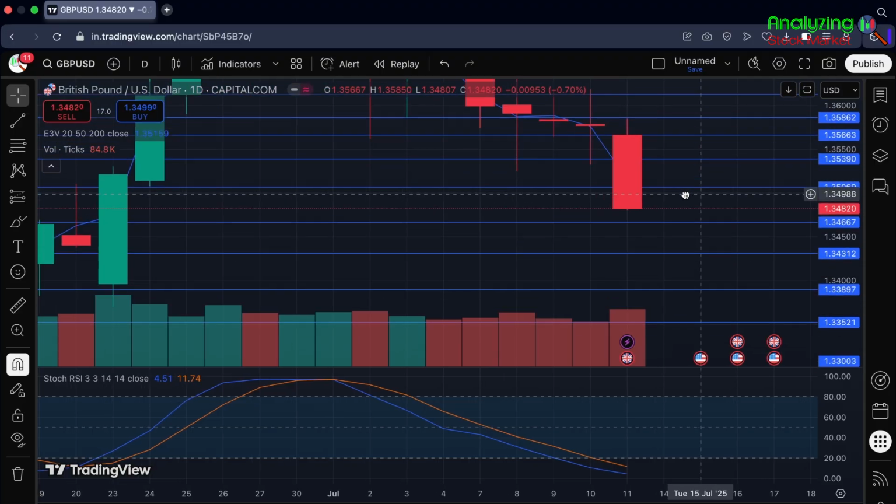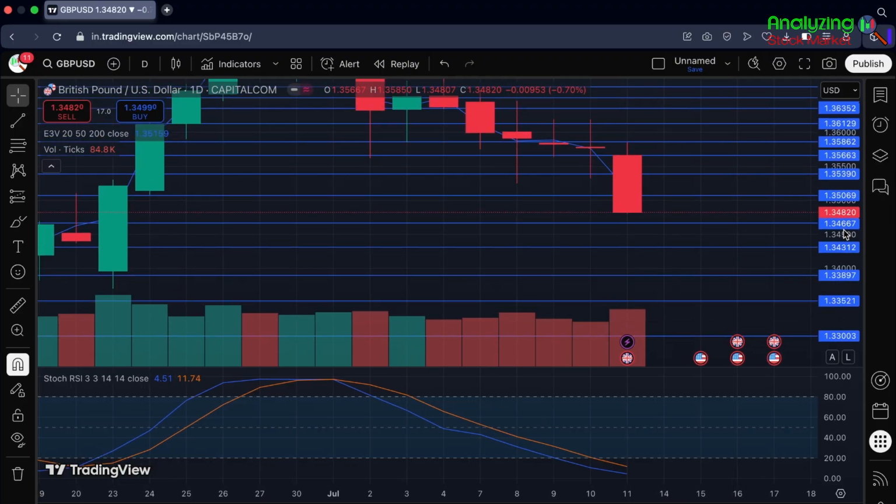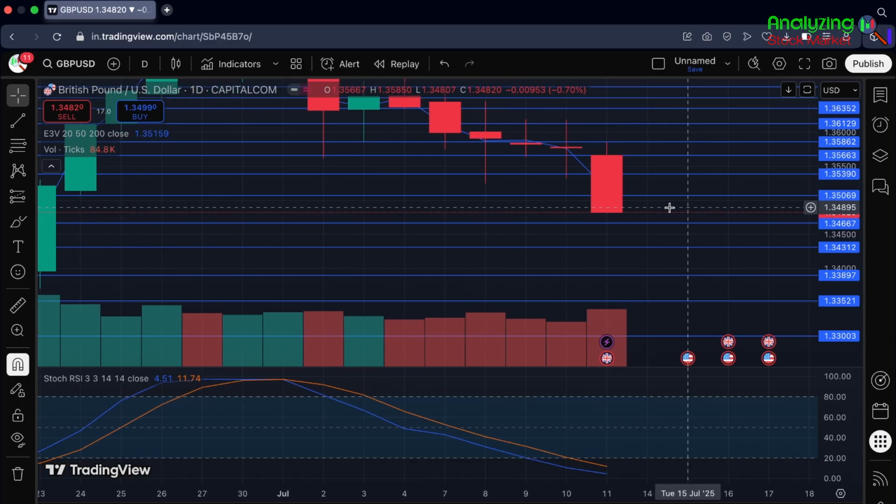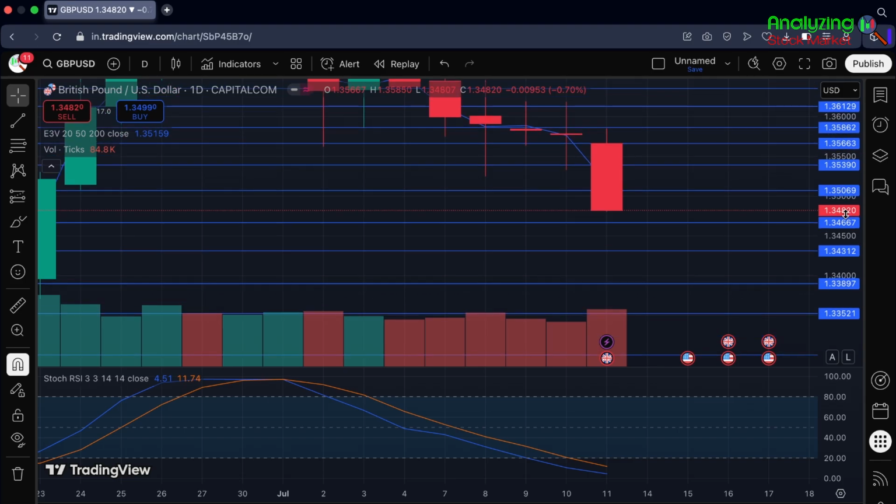Also, here I have already marked important support and resistance zones during the previous week's analysis, so there is no additional data which we should consider marking. So let's go and check.